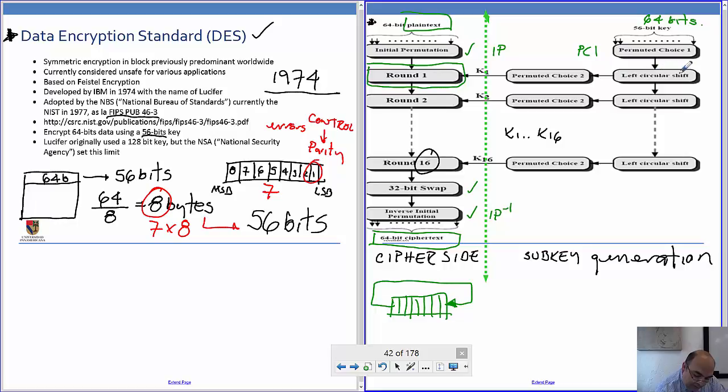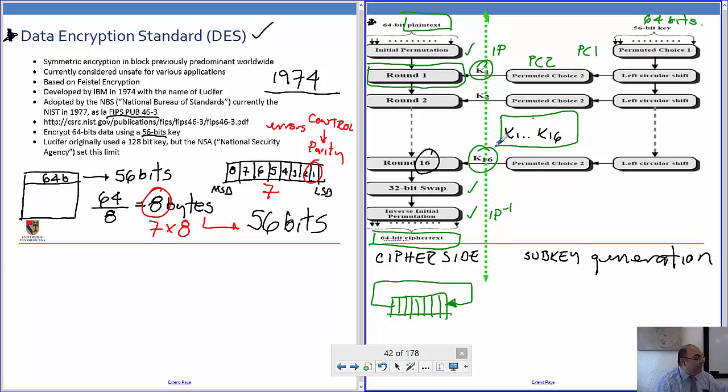Then, the output of that shifting is the input of the permuted choice number 2. Okay? And the output of permuted choice number 2 is our subkey 1. We are going to repeat this many times, and we are going to have the 16, this is K16, right? Those are the ones we need, okay?